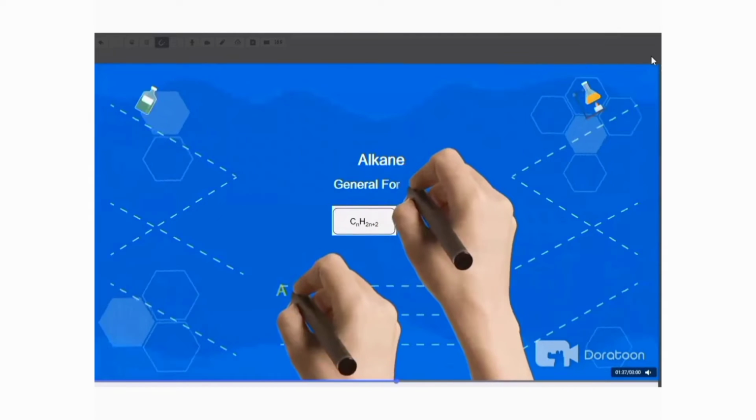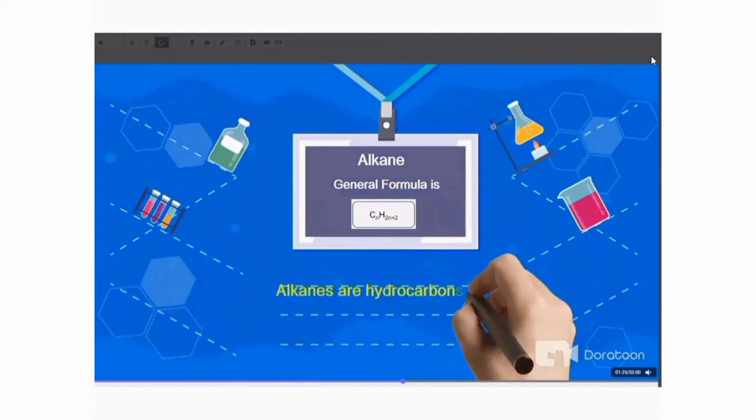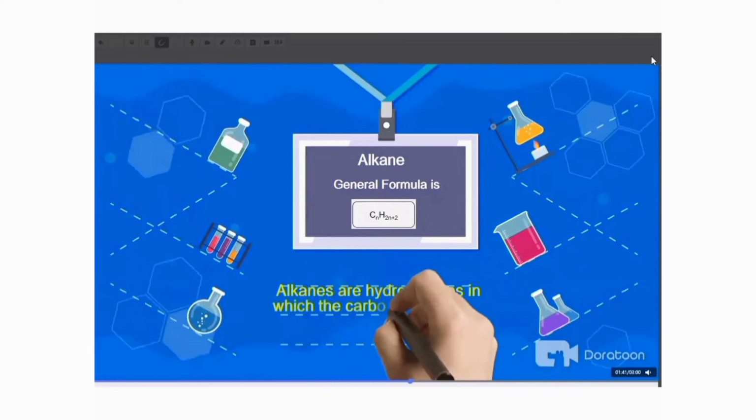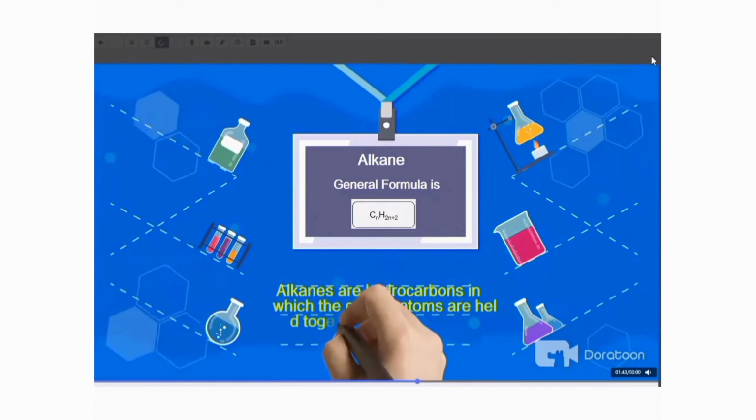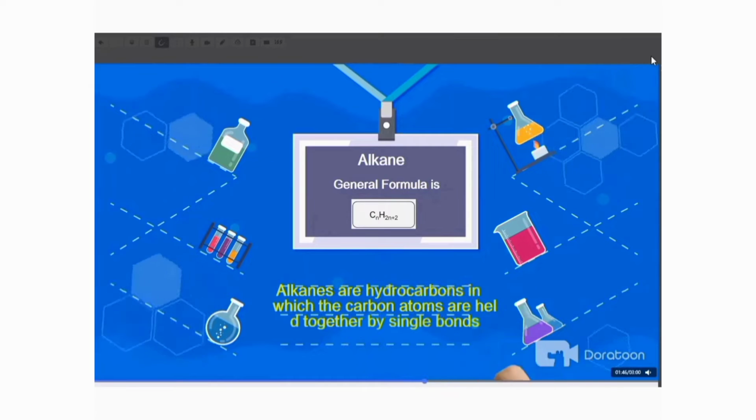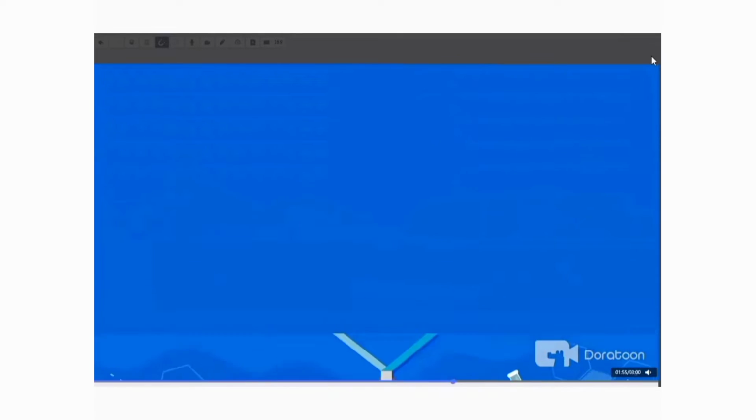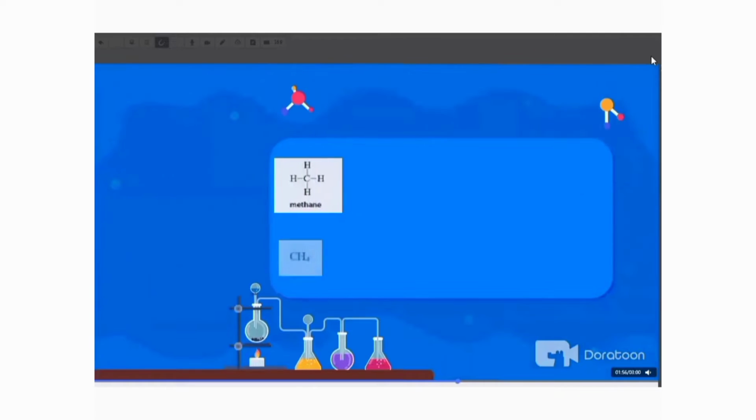Now we start with alkane. Alkane has the general formula CnH2n+2. Alkanes are hydrocarbons in which the carbon atoms are held together by single bonds. Now we will see the examples for alkanes.